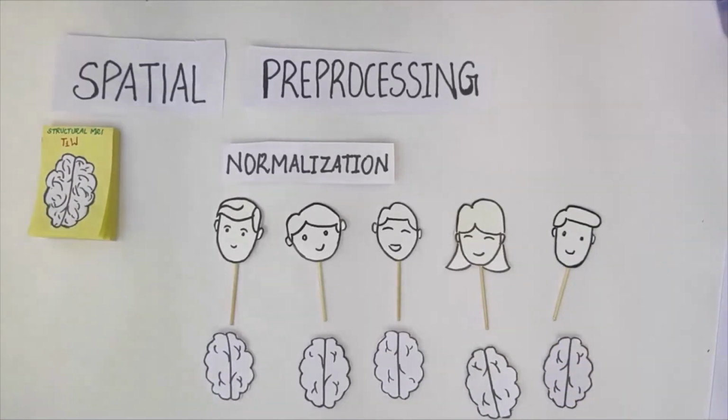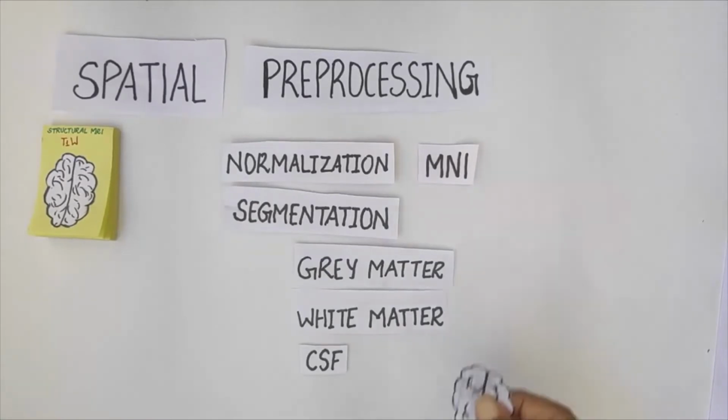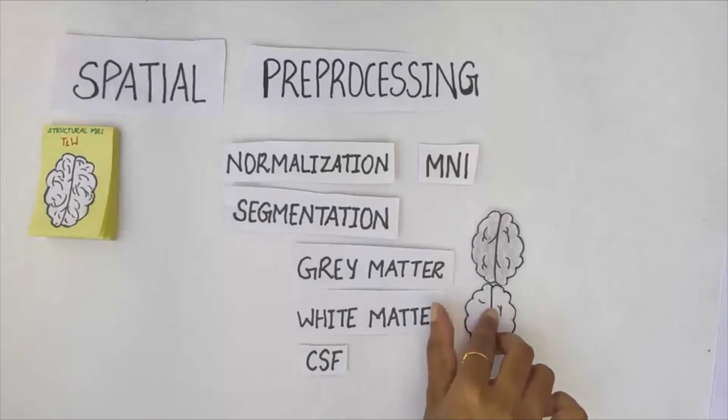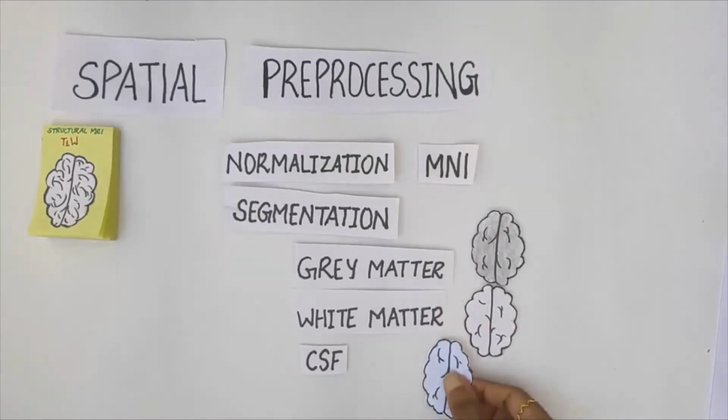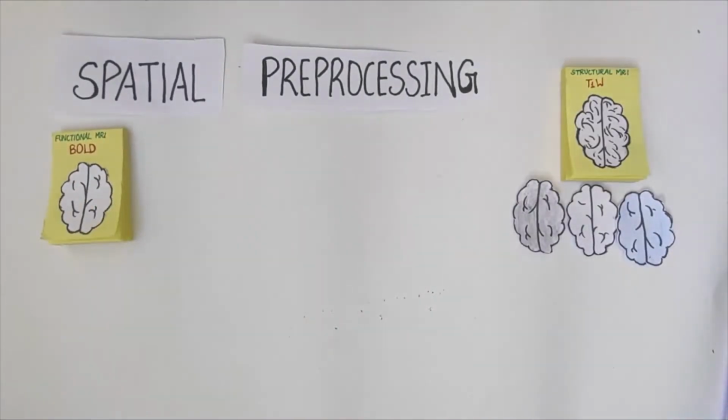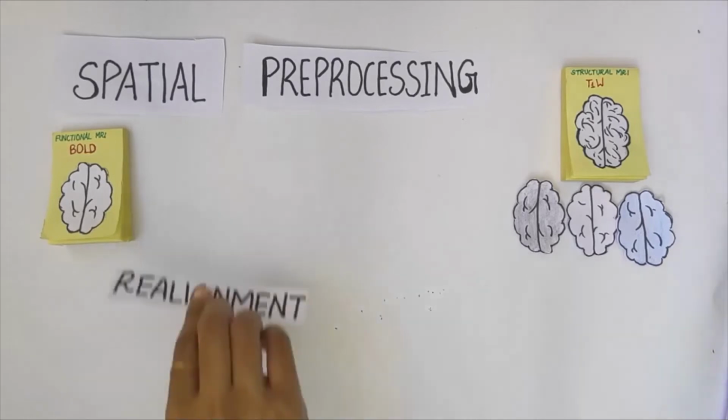So the next process is segmentation. The brain image is segmented into different brain tissues to generate gray matter, white matter, and cerebrospinal fluid masks, and we save all of this information for later. Now we move on to functional images. The first step in functional pre-processing is realignment.